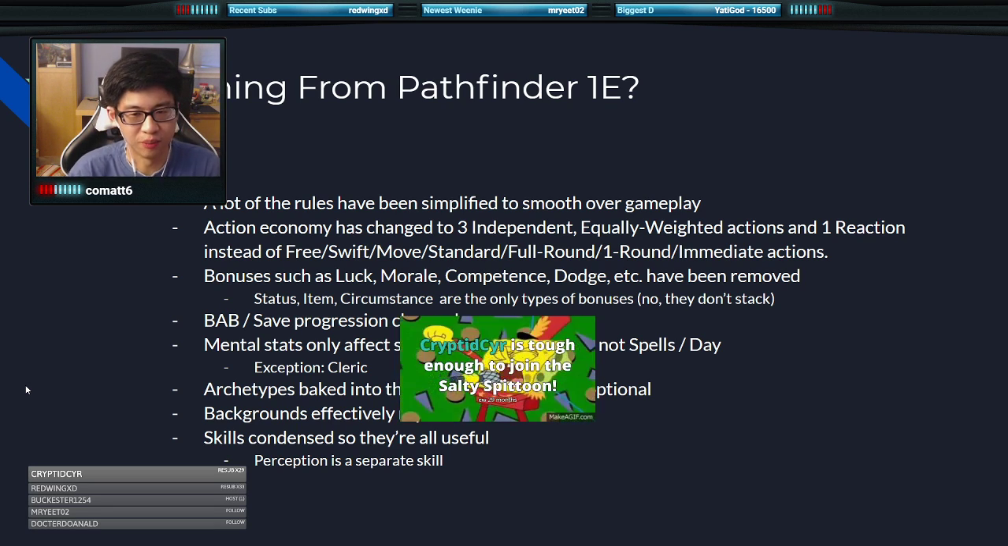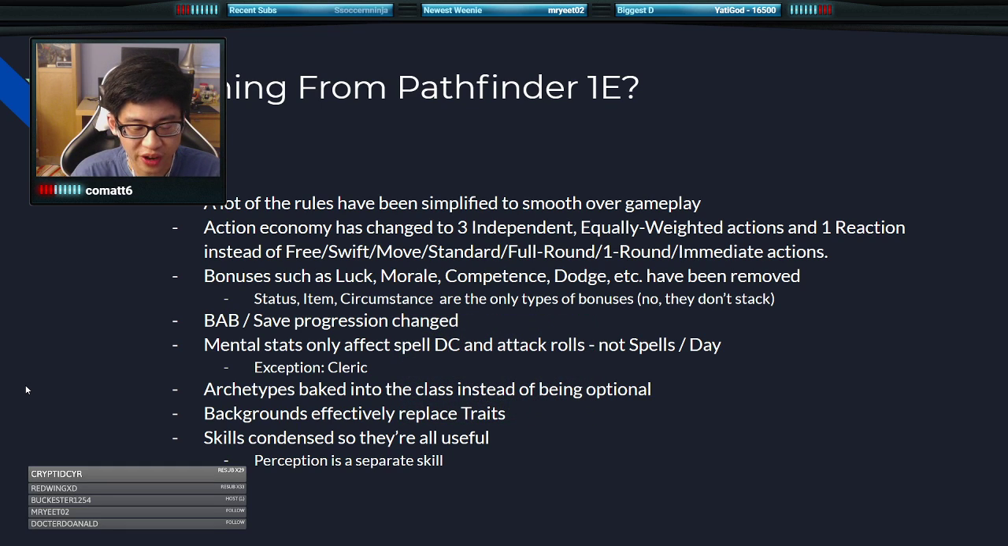Full round actions take up both your move and your standard, so you're still left with swift and free. Full round actions include full round attacks, or running, or withdrawing.